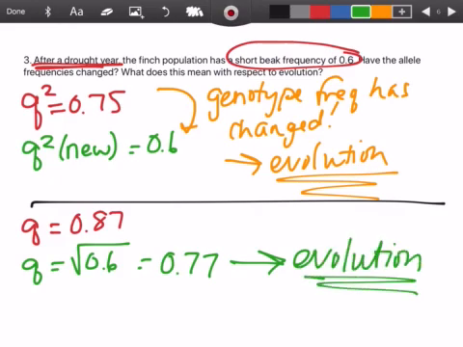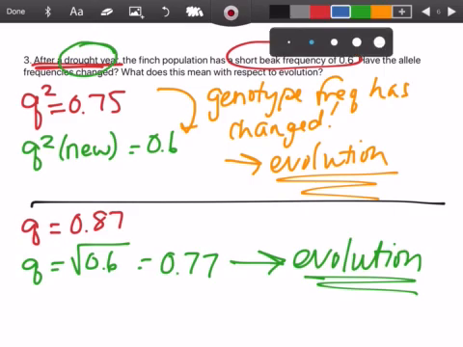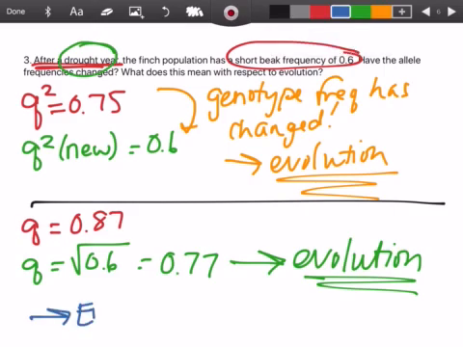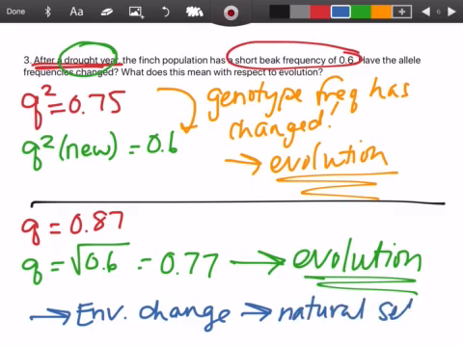So let's think about which of the Hardy-Weinberg assumptions has been violated here. Because we're in a drought year, you can safely assume that the environment has changed. So we have an environmental change. This means that very likely natural selection is acting on this population because one trait is more advantageous than another in this particular situation.